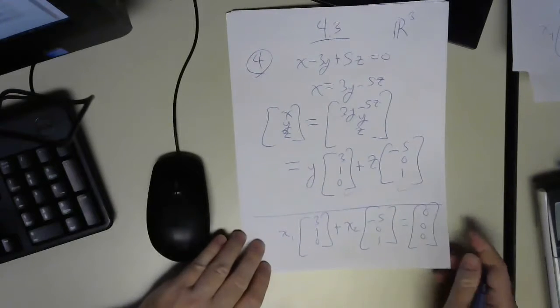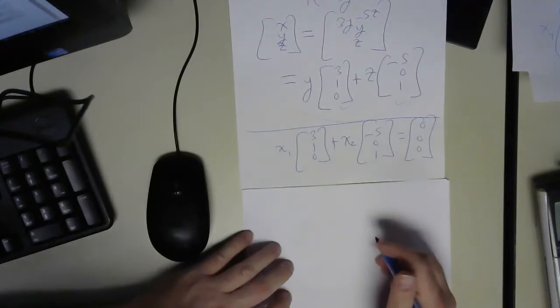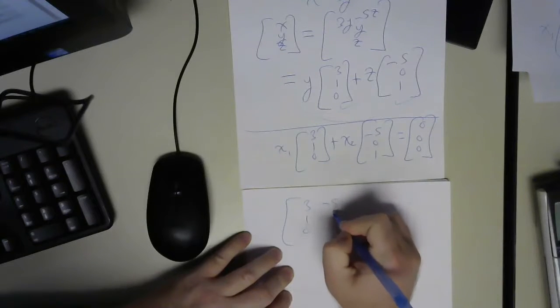Remember, that's how we always check linear independence. And let's try to show that if that's true, x1 and x2 both have to be 0. So the augmented matrix for that system is this.